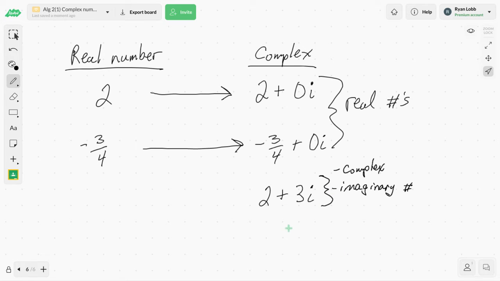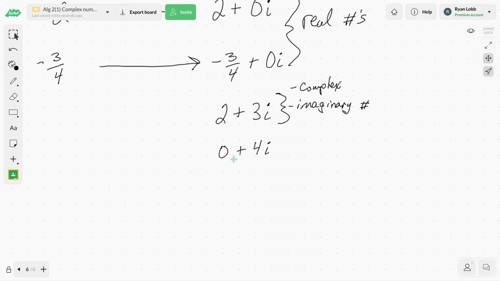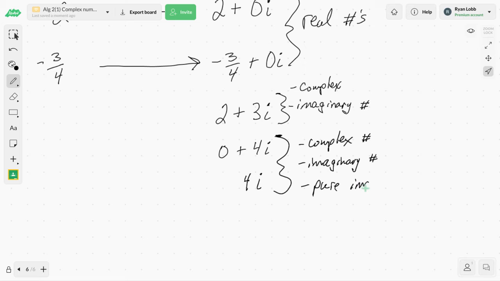And then we have something where we have no real part, something like 0 plus 4i. If there's no real part, we might just see this same one as 4i, because they're the same. This is just written in the standard form. This number is a complex number, every single number is complex. It is an imaginary number. But since there's no real part, we say this is a pure imaginary number. So when there's no real part, you have a pure imaginary number. If there's no imaginary part, you have a real number. So that's your complex numbers in standard form.